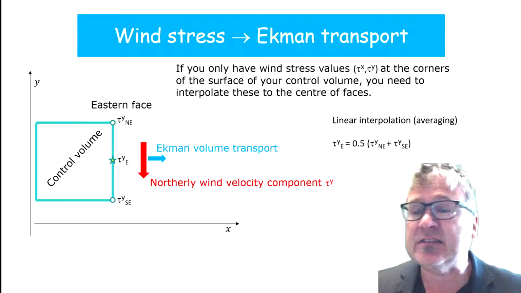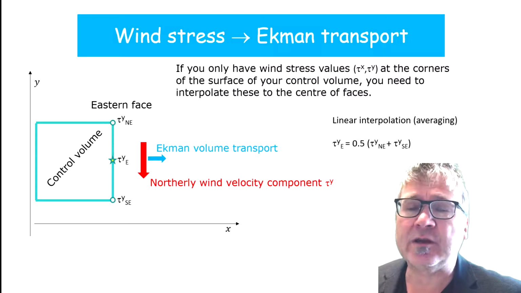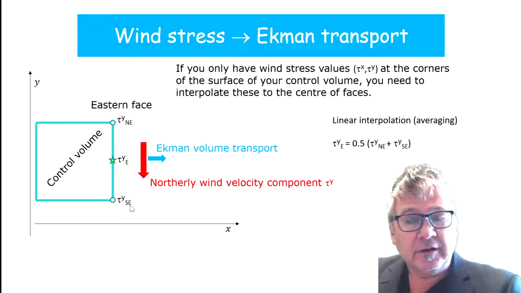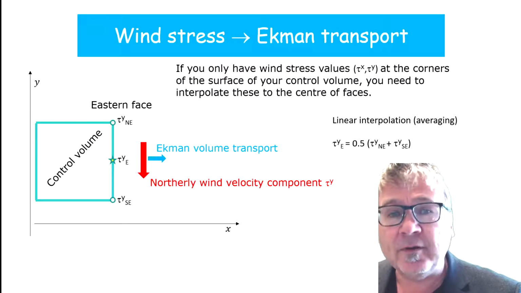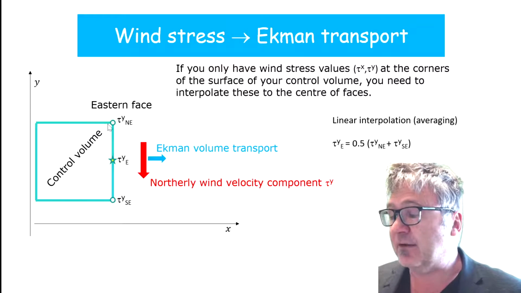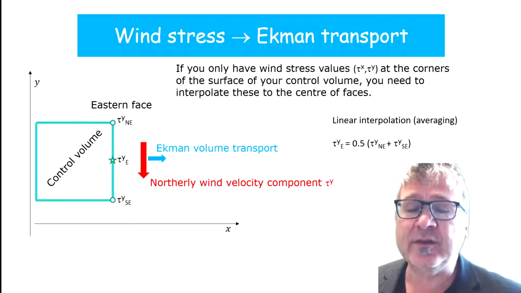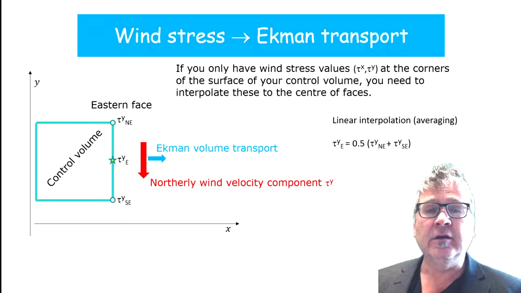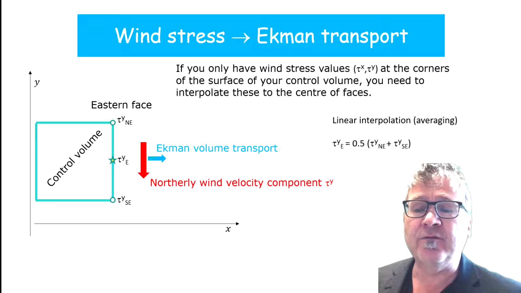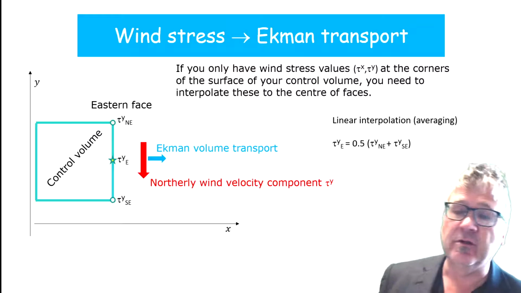So for example, at the eastern face, you only need the northerly wind component. Again, you look from above, you'll see the top face of your control volume in the ocean, and you focus on the eastern face. You only need one component of the wind stress, namely the northerly component, because it's only this component that produces an Ekman transport that can move water across into your control volume or out of your control volume.